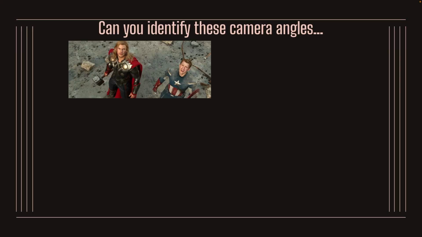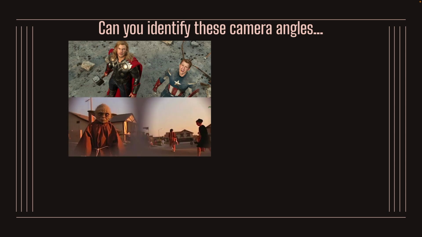This first one, well, it's from the first Avengers movie, and it's taken from above the character's eye level, which means it's a high angle shot. This next one here is from E.T., and it looks like there's 2 eye holes. I mean, that could signify it's a POV shot, which it is.